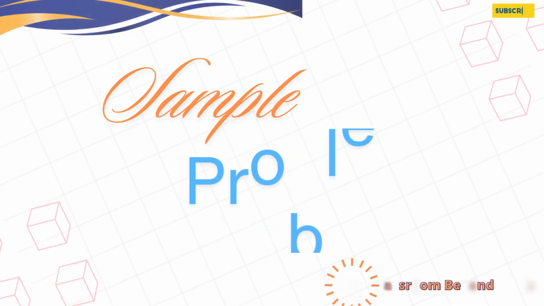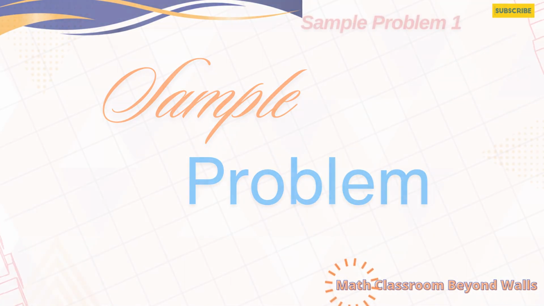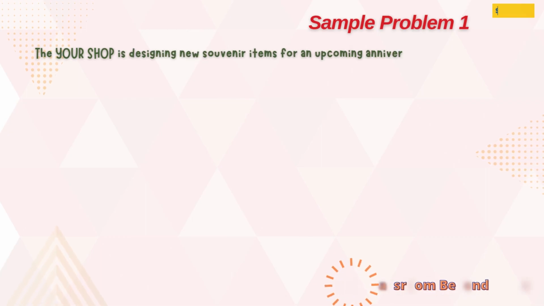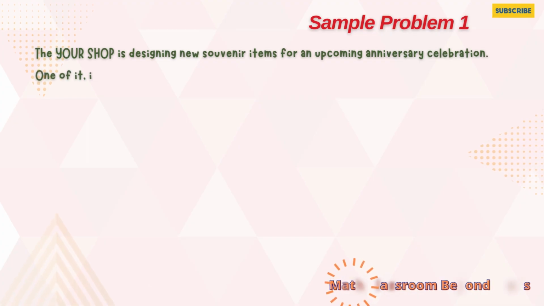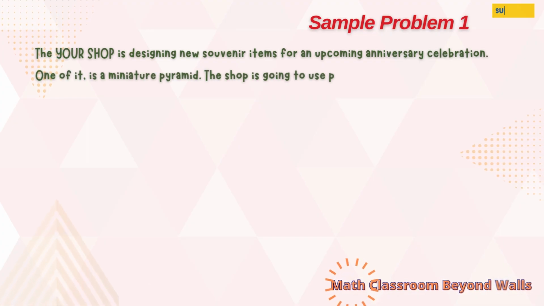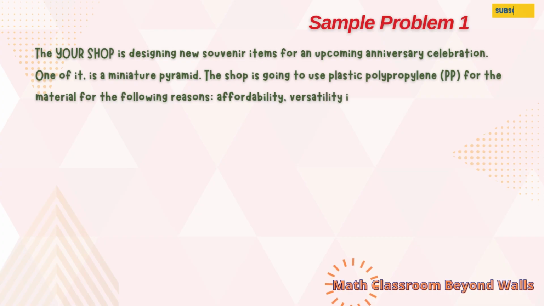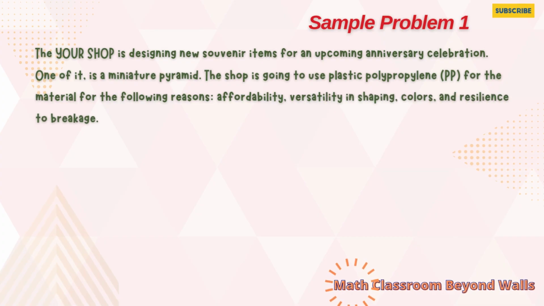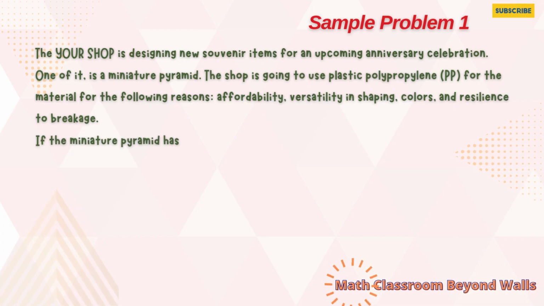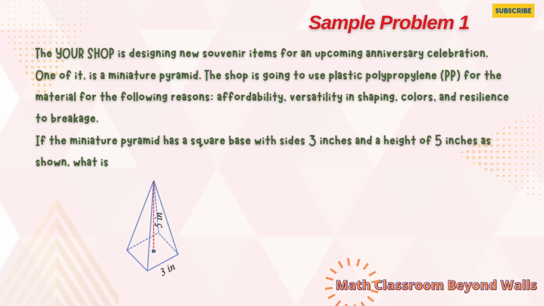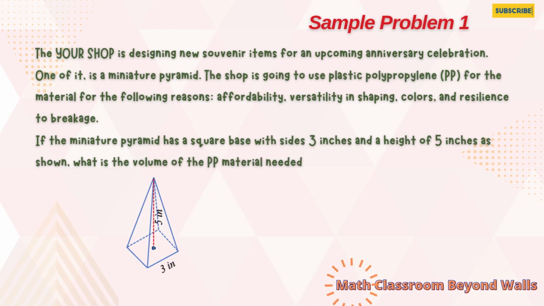Okay, let us work on this sample problem so you will know how to do it. Here's the problem. Your shop is designing new souvenir items for an upcoming anniversary celebration. One of it is a miniature pyramid. The shop is going to use plastic polypropylene, PP, for the material for the following reasons: affordability, versatility in shaping, color, and resilience to breakage. If the miniature pyramid has a square base with sides 3 inches and height of 5 inches as shown, what is the volume of the PP material needed in cubic inches to make one souvenir?